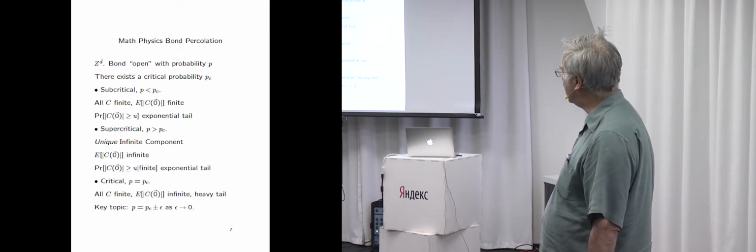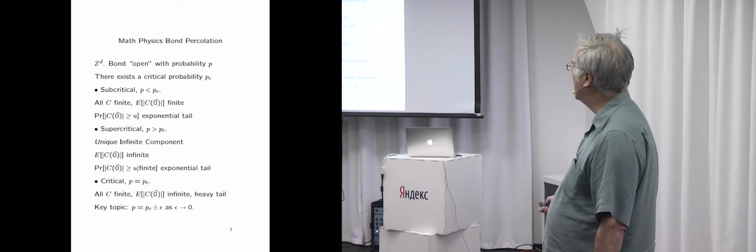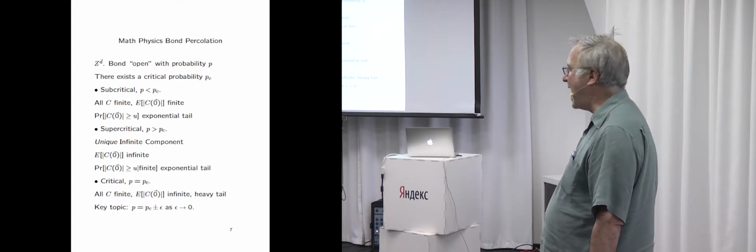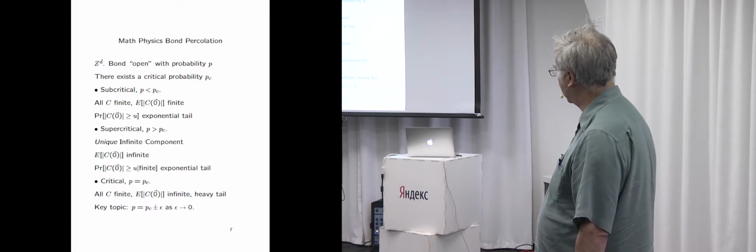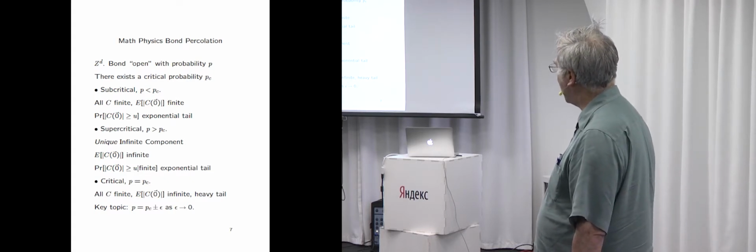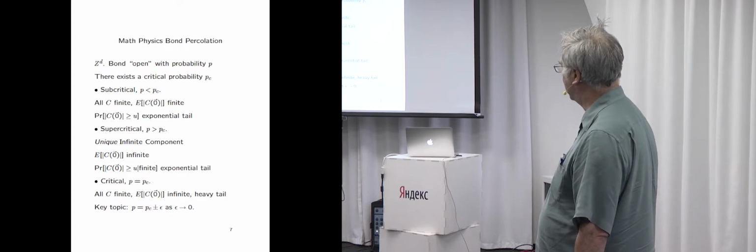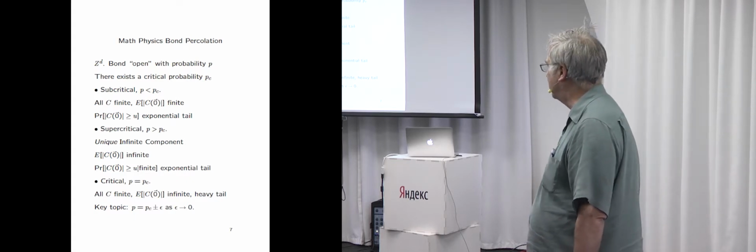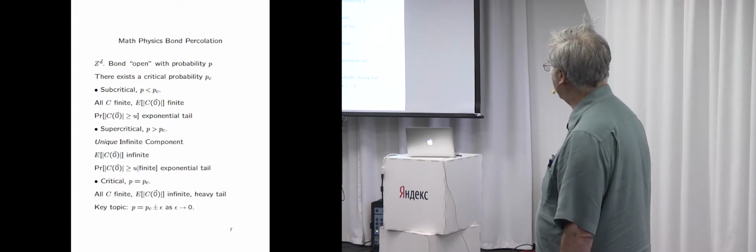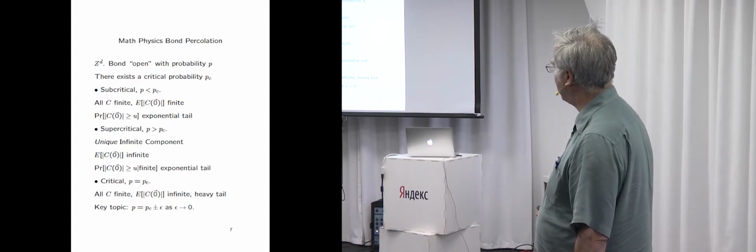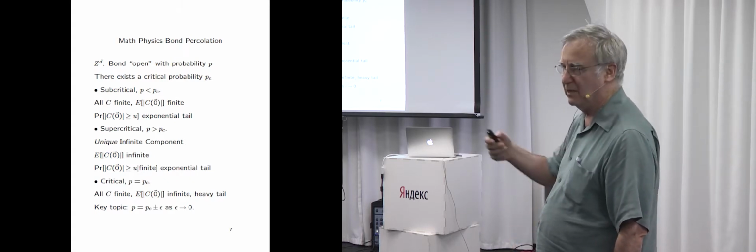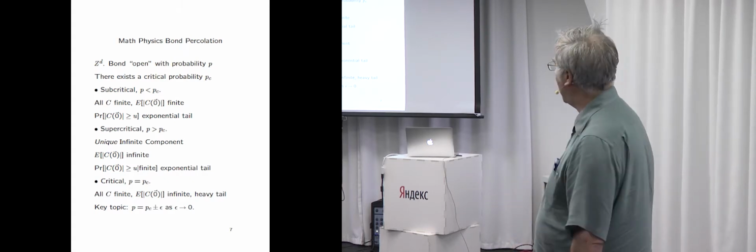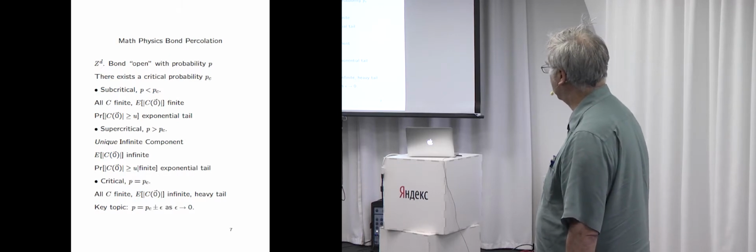Although if you condition on it being in a finite component, it has an exponential tail. And then one looks at criticality, and at criticality, all the components are finite, and the expected size of the component of the origin is infinite, but the distribution has a heavy tail. And then physicists look at what happens when you're epsilon away from criticality, and there are critical exponents, and there are a lot of results.